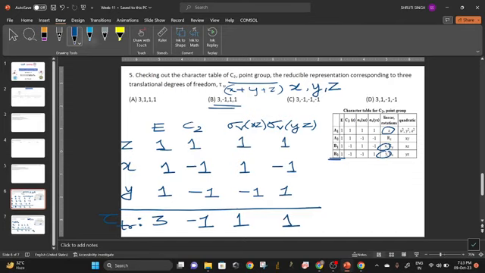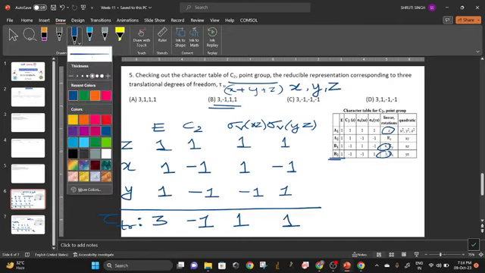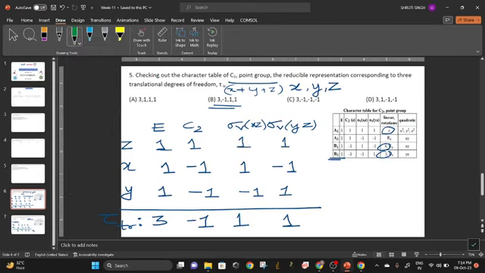Okay. And what could be the reverse question? The reverse question could be, you have this tau translational. Now you have to break it in terms of irreducible representations. This is a reducible representation, right? So when you break it into irreducible representations, or the linear combination of irreducible representations, what should you get?